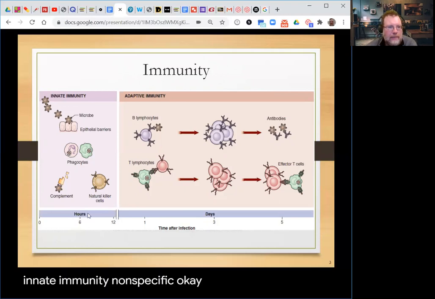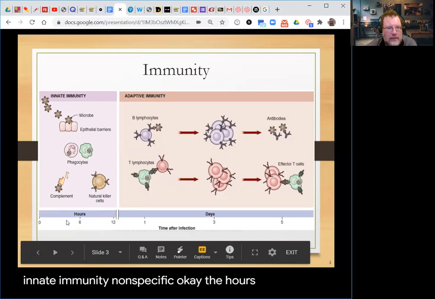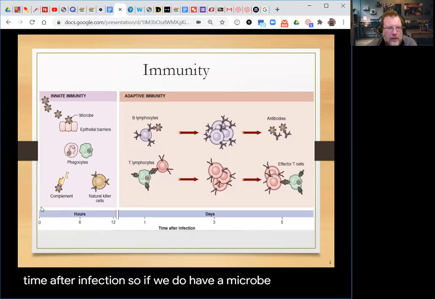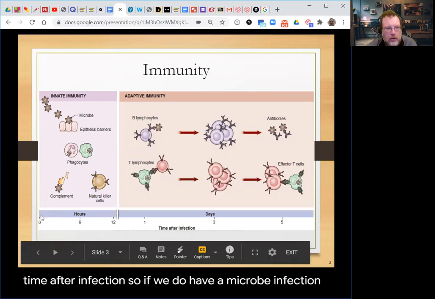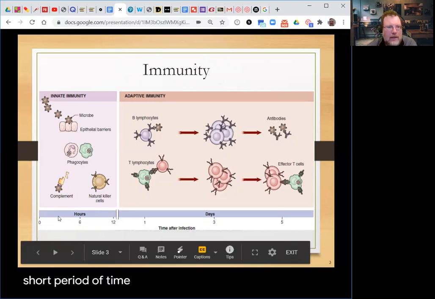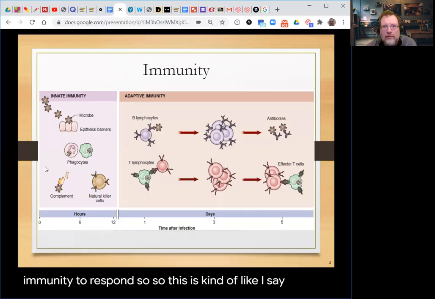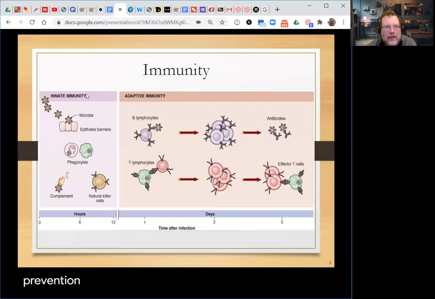Okay. The hours, notice the time after infection. If we do have a microbe infection, there is a short period of time for that non-specific innate immunity to respond. So this is kind of your prevention mechanism. These guys are working constantly to maintain homeostasis.